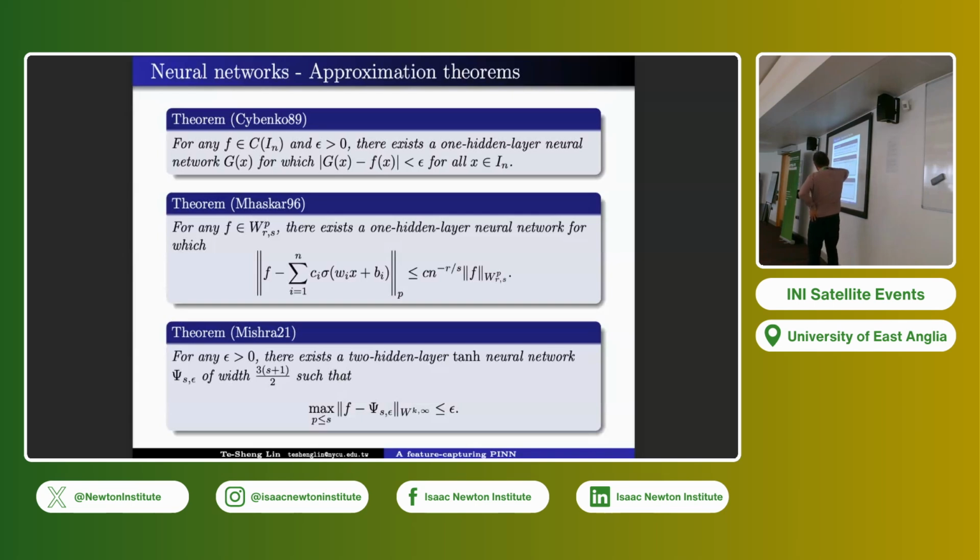But anyway, you have an L infinity approximation here, and in Mhaskar 96, he said that for any function in a Sobolev space, there is a one hidden layer neural network for which you have a spectral approximation in the P norm. Here the number of neurons is n, and the rate is n to the power of minus r over s. This is about the function value. So you have the infinity norm, you have the P norm, and how about derivatives? In Mishra 21, it shows that for any function, there is a neural network such that the Sobolev norm is less than epsilon. So this one covers the function and the derivative of this function.